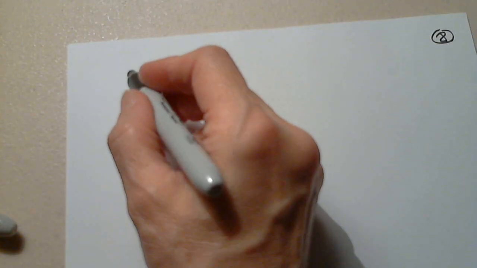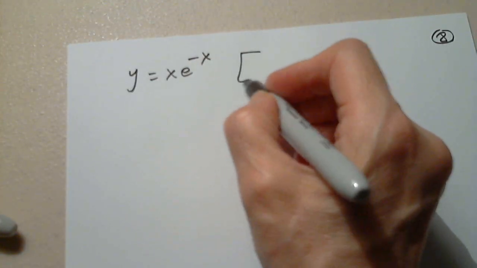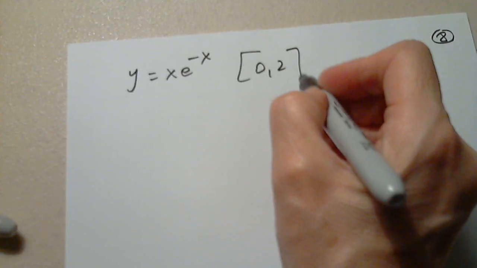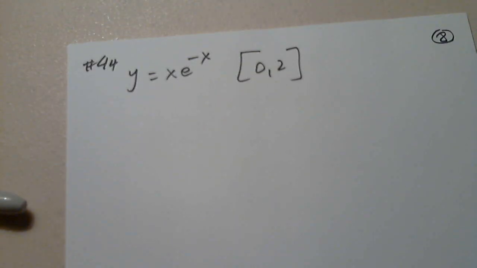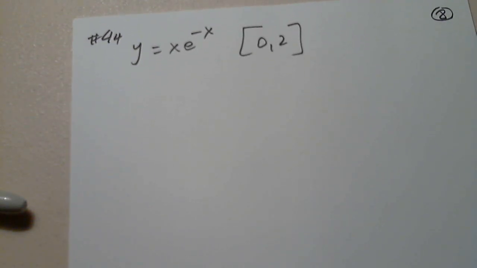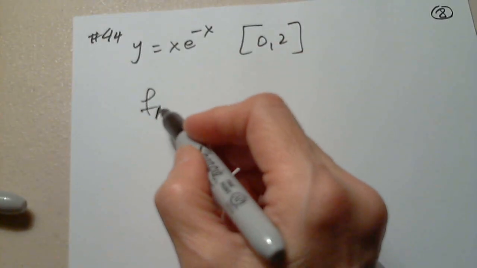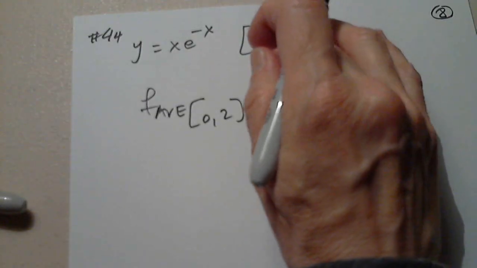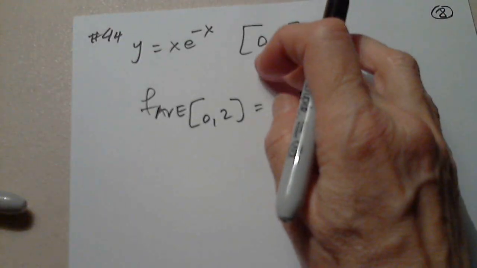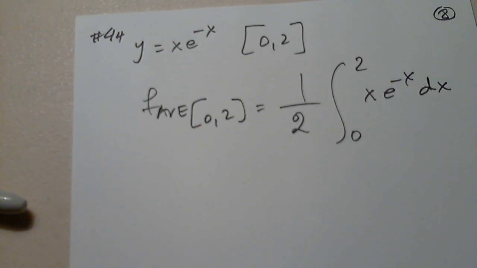So we have the average value of y equals x e to negative x on the interval 0, 2. And this is 44. Good. So the formula for the average value, f average, on the interval 0, 2, is 1 over 2 minus 0, the integral from 0 to 2 of x e to negative x dx.